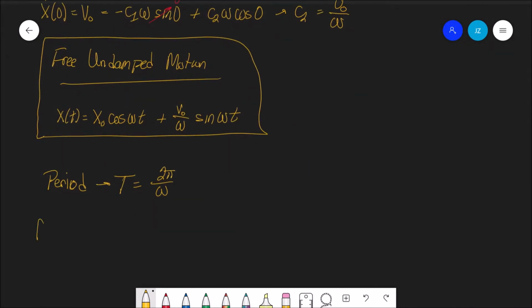The frequency is given by f, which is omega over 2 pi. Frequency represents the number of cycles completed each second, and we call omega the circular frequency of the system.